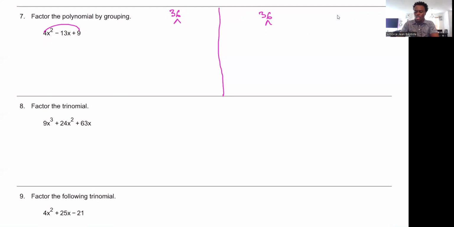So what are the two numbers you multiply by to get 36 and add to negative 13? Sorry, I need to fix this. Obviously, these two numbers will be negative 9 and negative 4. Negative 9 and negative 4.